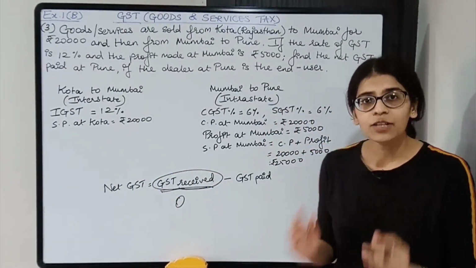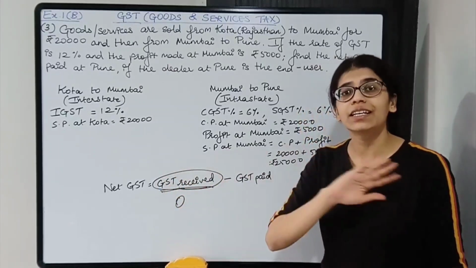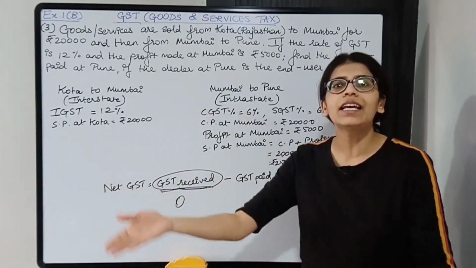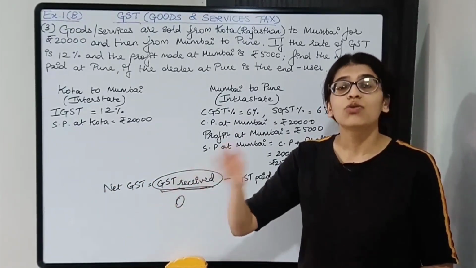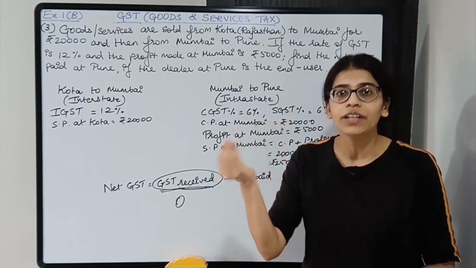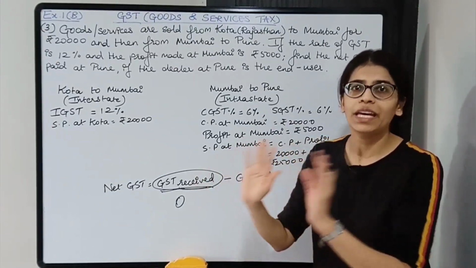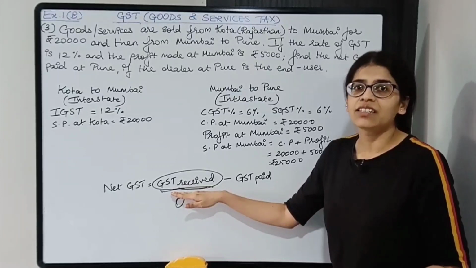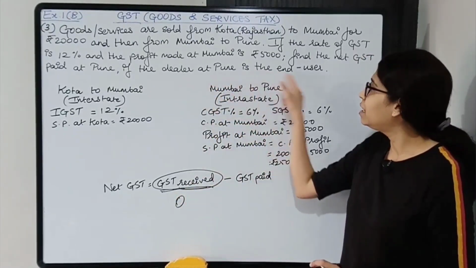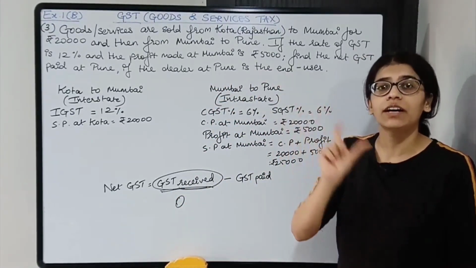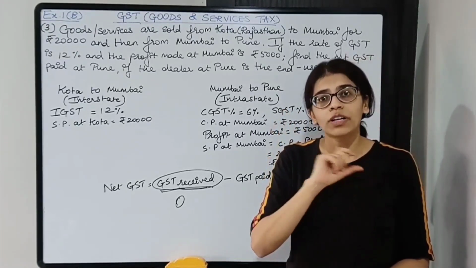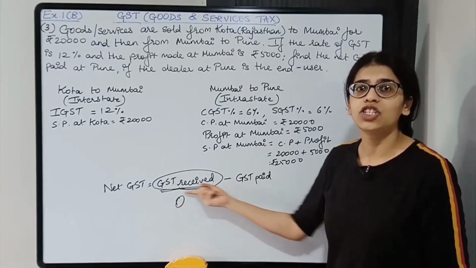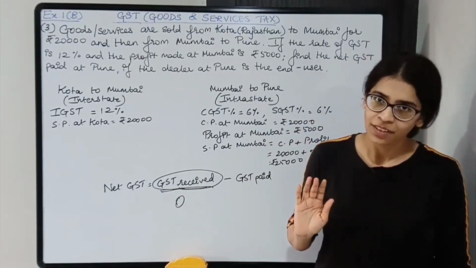Okay, end user के केस में उसको कोई GST नहीं मिलेगा, because that person is not going to resell the product. So therefore that person will not get any GST. जो भी GST है वो pay कर दिया है. So over here GST received is 0 because the dealer is the end user. Whenever they have told that end user है और consumer है, it means that person is not reselling and GST received will be 0.